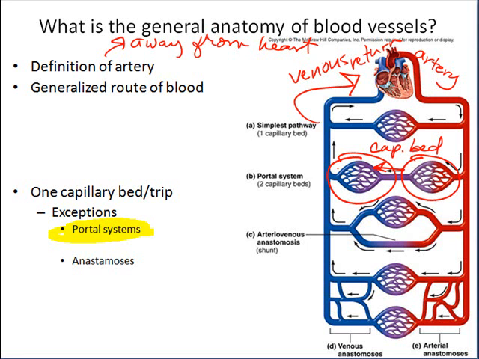There are other examples of portal systems in the body. The small intestines are connected directly to the liver through the hepatic portal system. And we're also going to see in a little bit when we look at the urinary system that the kidneys contain a number of different portal systems.